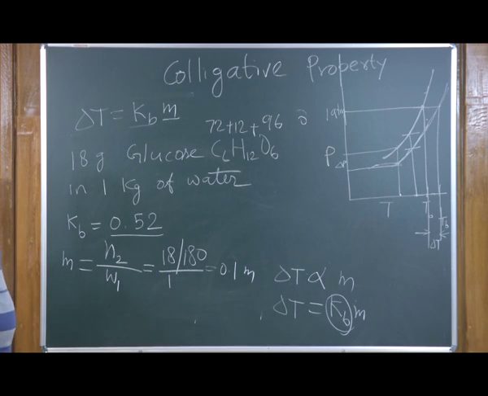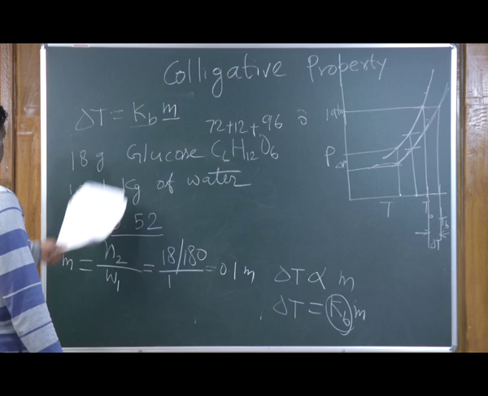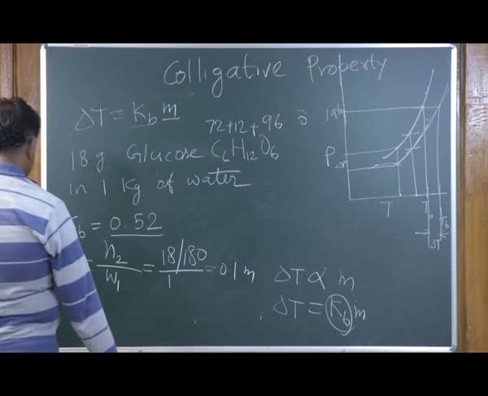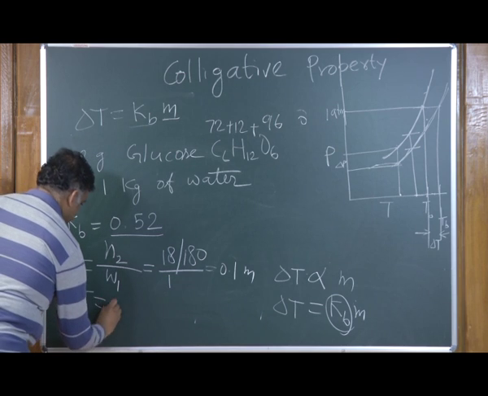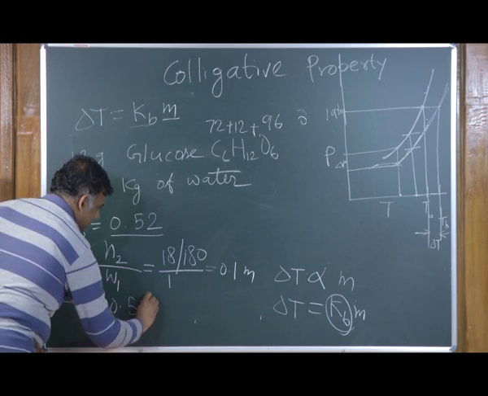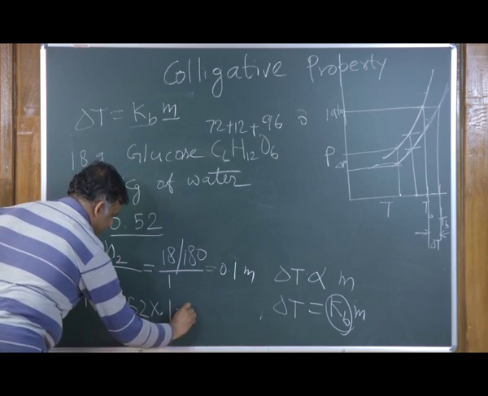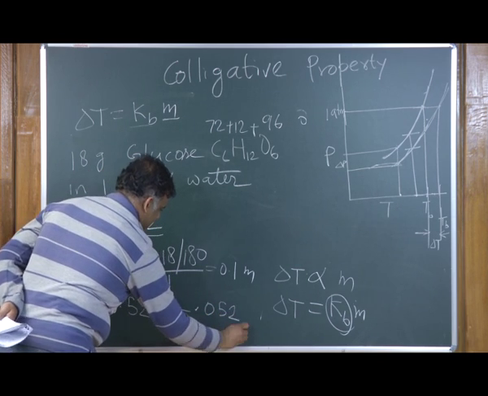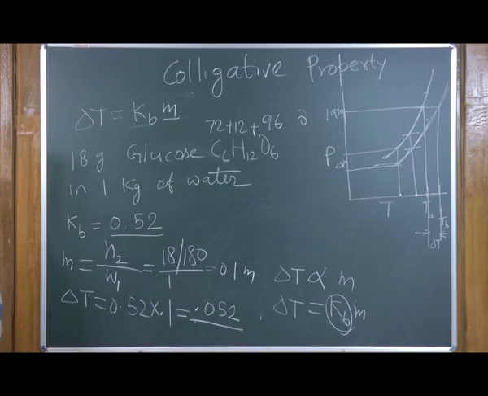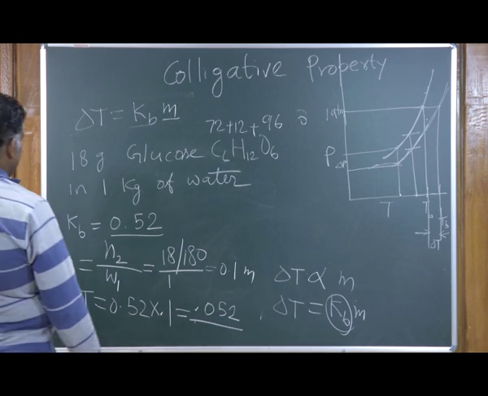And now, I have all the information, I have Kb, I have m, and I can calculate delta T easily. So, delta T is going to be 0.52 into 0.1. So, that is 0.052. So, initially the water was boiling at 100 degree, now it will boil at 100.052 degrees centigrade. So, now we were given the information about glucose.